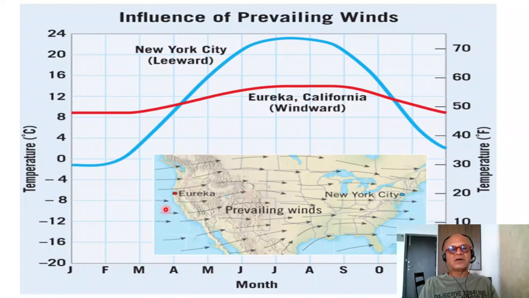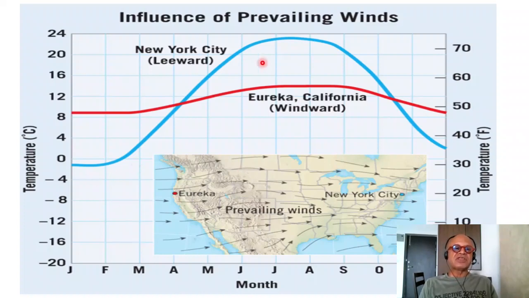So the maritime influence over California keeps the temperatures over Eureka, California fairly uniform; it doesn't have a huge seasonal cycle. For example, if you go to Tasmania, which is pretty far south, it's an island with such a large maritime influence that it remains fairly mild even during its winter, whereas New York City, which is heavily influenced by continental winds, especially if the jet stream dips in, as we will see later, begins to get huge seasonal cycles.